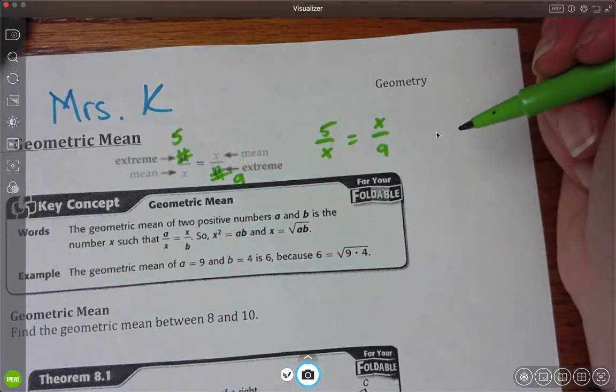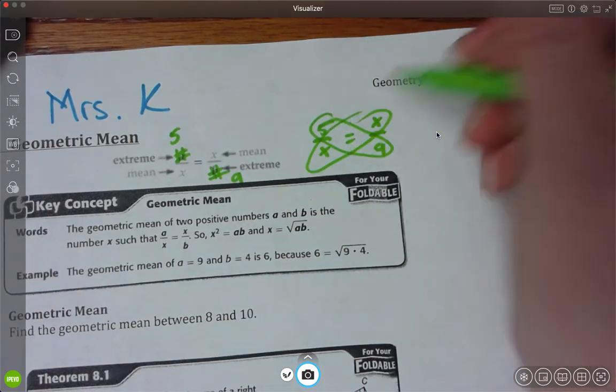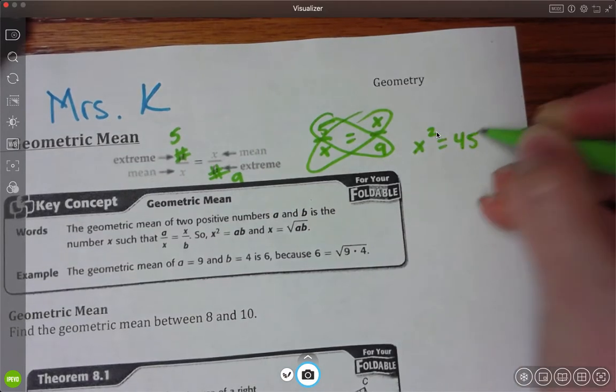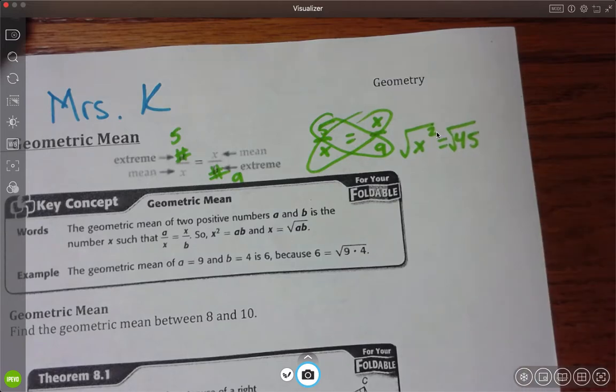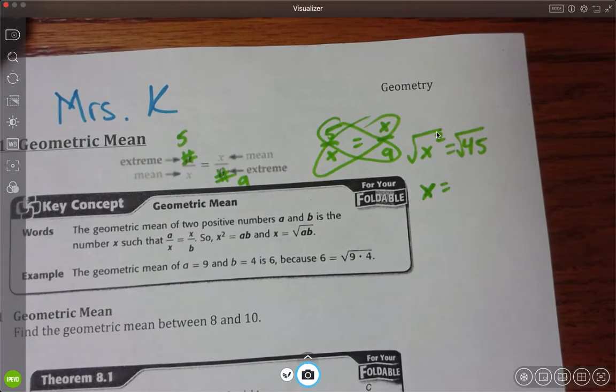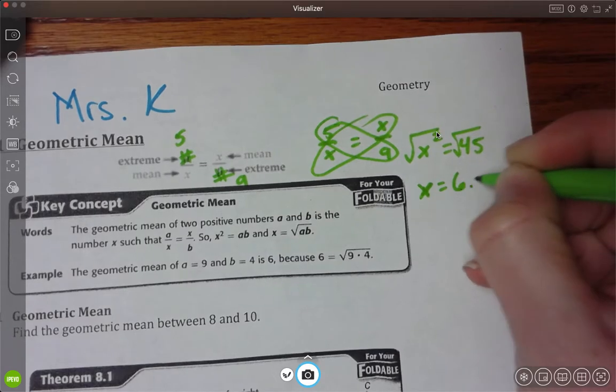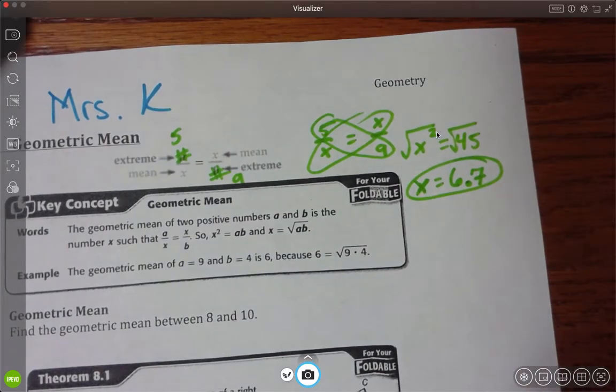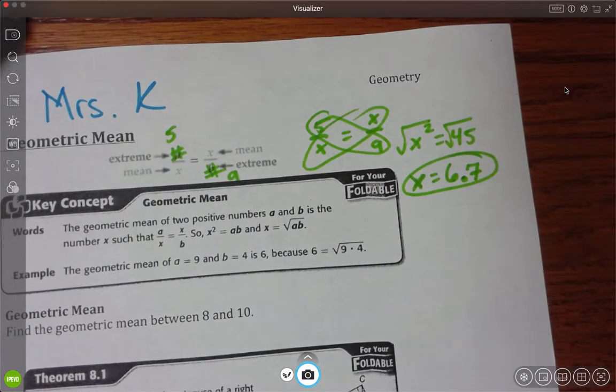And what we would do is we still would cross multiply, and so we would have, in this case, x squared equals 45. Then we would take the square root of both sides to get rid of the square, and x would be whatever the square root of 45 is. I am going to have you go ahead and work these out with a calculator and then give me one decimal place. The square root of 45 is 6.7, so go ahead and just round to one decimal place. 45 does live between 36 and 49, which would be between 6 and 7, closer to 7 than it is to 6. So 6.7 is what that would be.